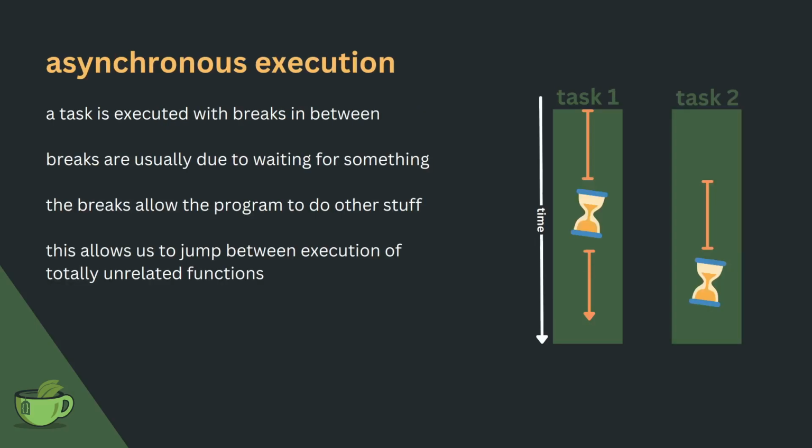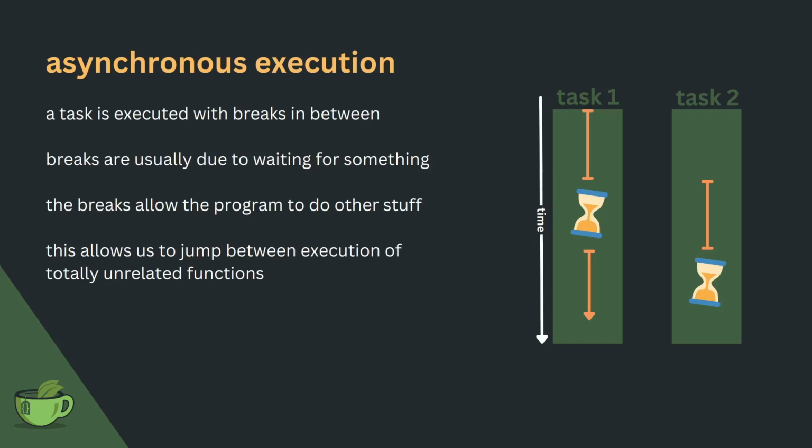Now, let's get into asynchronous execution. Asynchronous execution happens when a task is executed, but there are some breaks in between. And those breaks are usually due to waiting for something else. A very common reason to wait would be file I/O, or it would be waiting for a network request. And you can see that task 1 starts off until there is a time where task 1 needs to wait for something. And during this time, task 2 can start execution. Note that while task 2 is executing, task 1 is in a break.